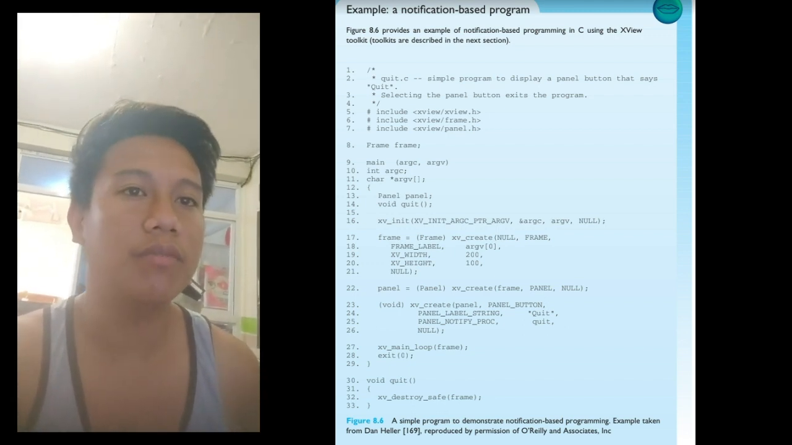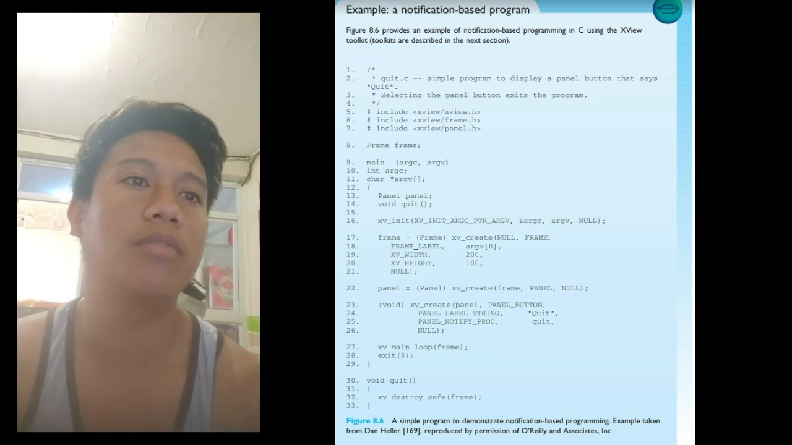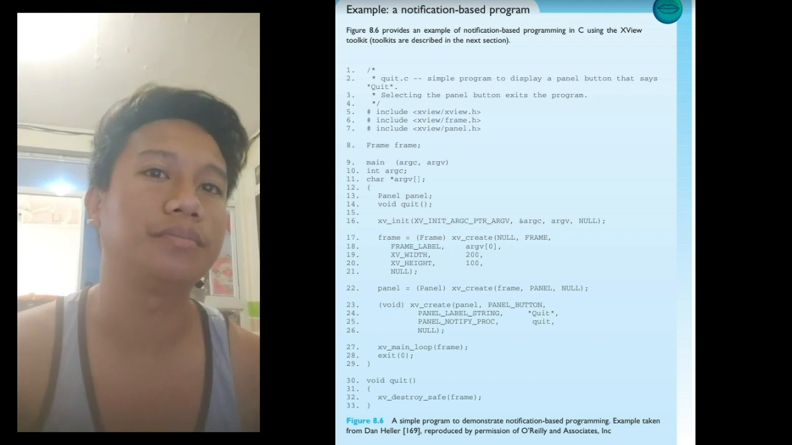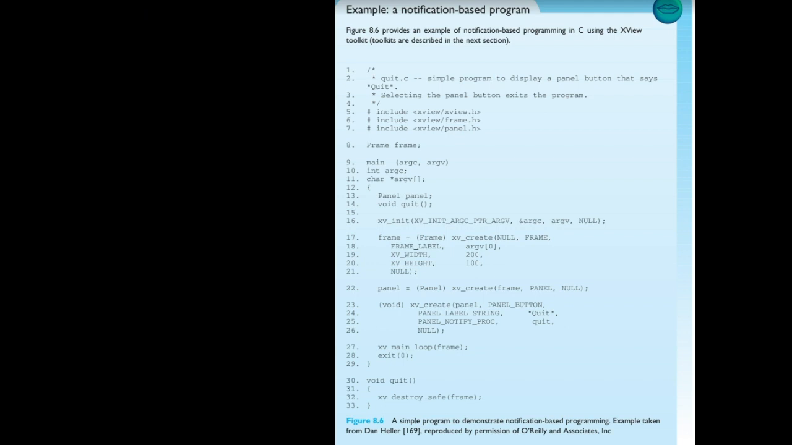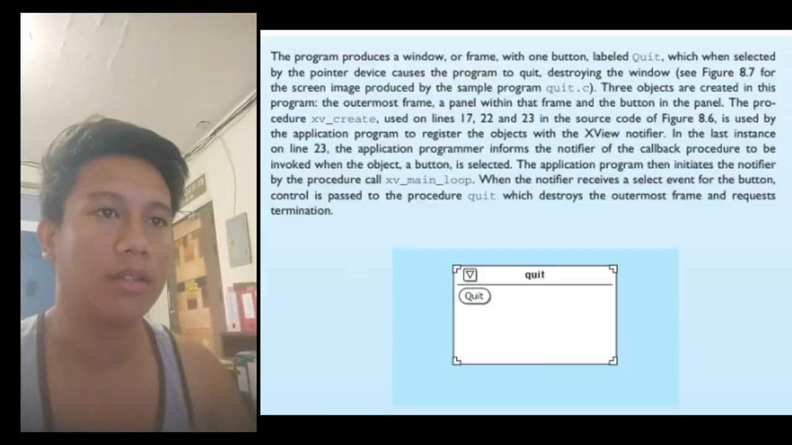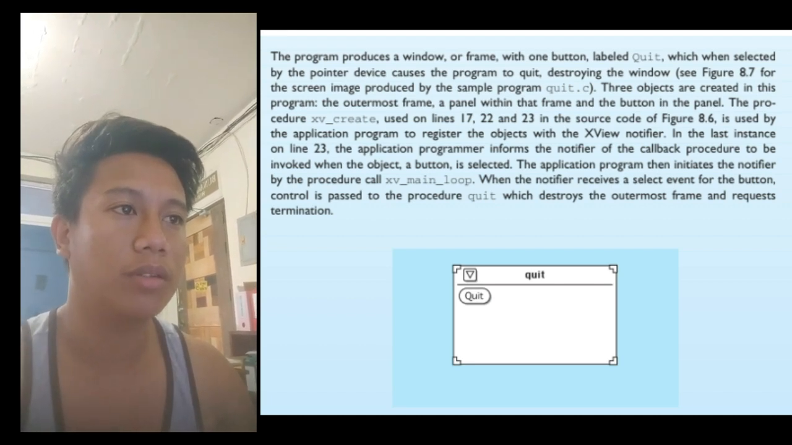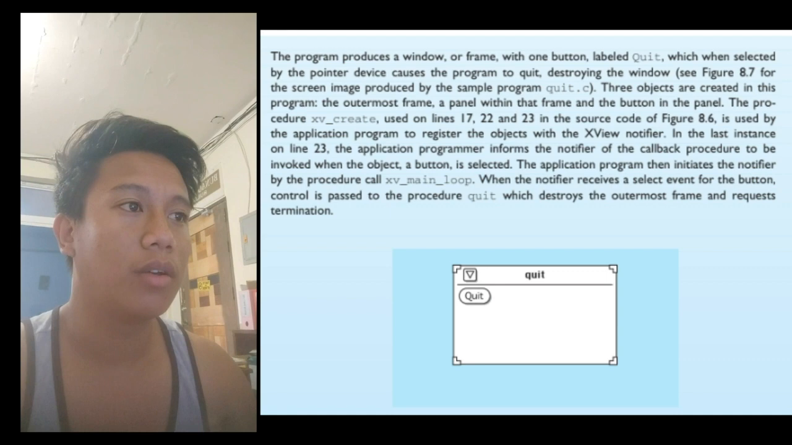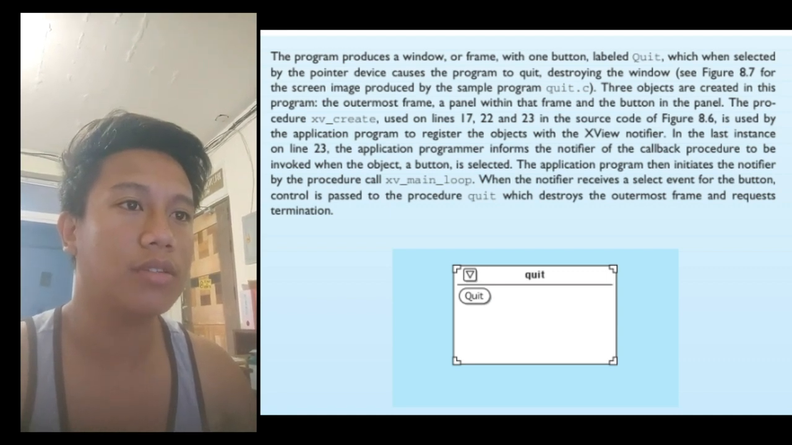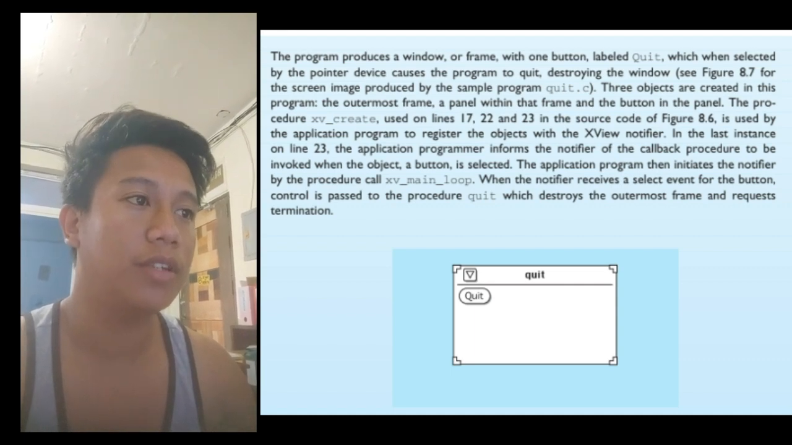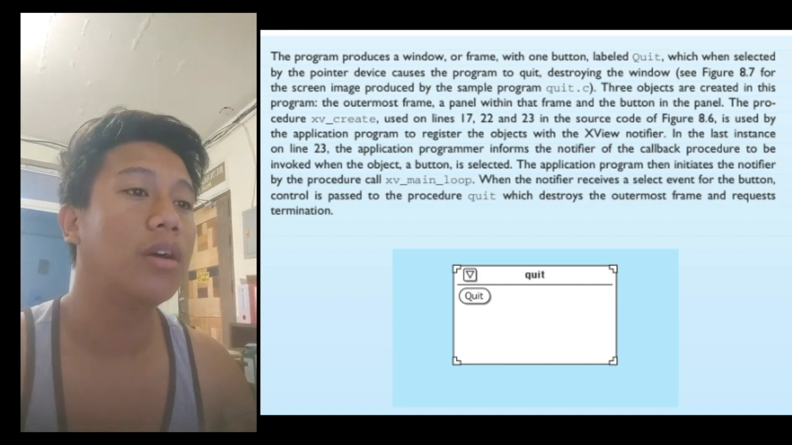Figure 8.6 provides an example of notification-based programming in C using XView. The program produces a window or frame with one button labeled Quit, which when selected by the pointer device causes the program to quit, destroying the window. See Figure 8.7 for the screen image produced by the sample program Quit.